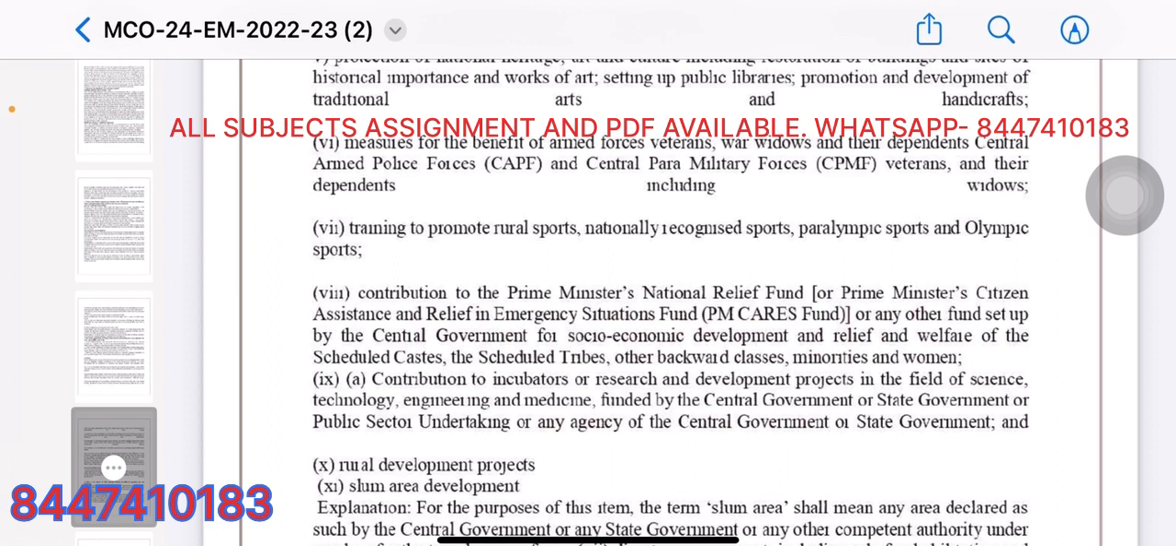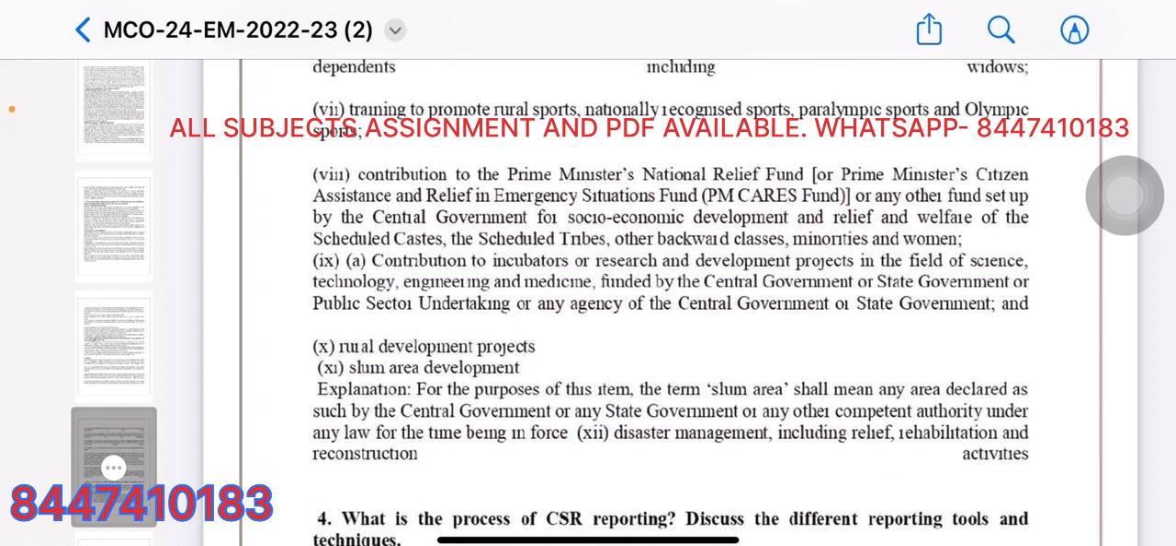Contribution to incubators or research and development projects in the field of science, technology, engineering, and medicine, funded by the central government or state government or public sector undertaking or any agency of the central government or state government. Rural development projects, slum area development. Explanation: for the purpose of this item, the term slum area shall mean any area declared as such by the central government or any state government or any other competent authority under any law for the time being enforced. Disaster management, including relief, rehabilitation and reconstruction activities.